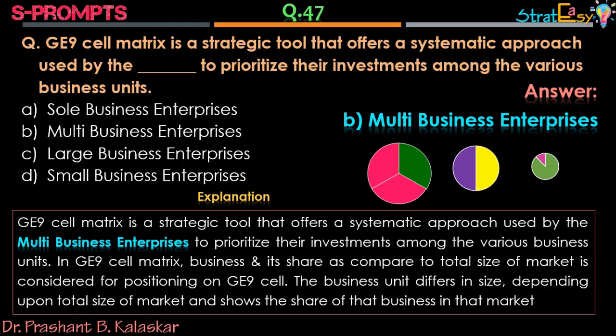In the GE 9 cell matrix, the business and its share as compared to the total size of the market is considered for positioning on the GE 9 cell. The business units differ in size depending upon the total size of the market and show the share of that business in that particular market. A detailed explanation of the size of these circles and the market share, how and why it is shown, is there on the initial slide, so you can refer to that part for further understanding.